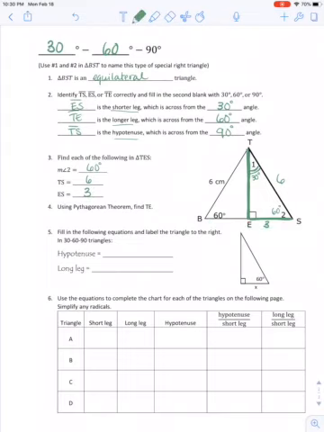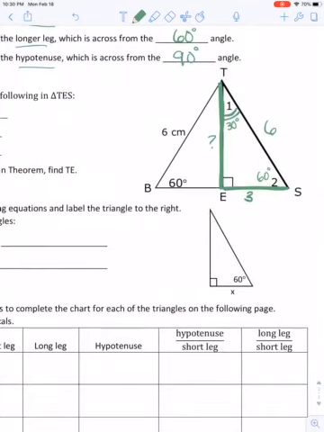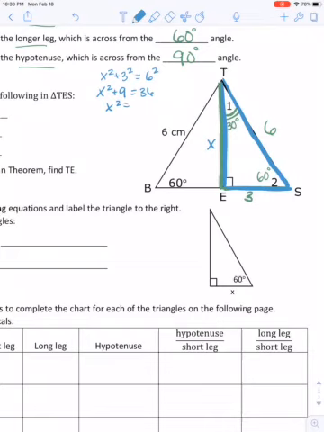Okay, so for number 4, it says, using Pythagorean theorem, find TE. Okay, so let's do some Pythagorean theorem, shall we? I'm going to go over here in this space provided. So let's call this x, because we don't know what it is. So we're going to do x squared plus 3 squared equals 6 squared, right? So I'm using this right triangle and just doing Pythagorean theorem. So x squared plus 9 equals 36. So x squared is equal to, we're going to subtract the 9 from both sides to get 27. But then we have to square root both sides.